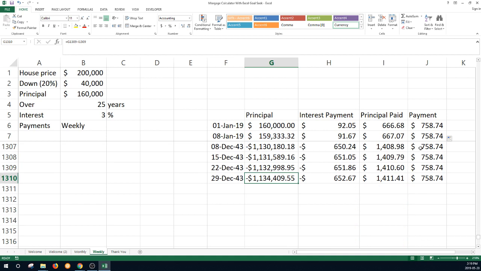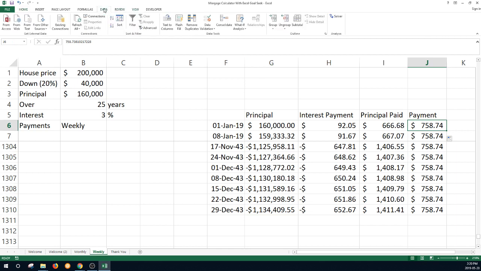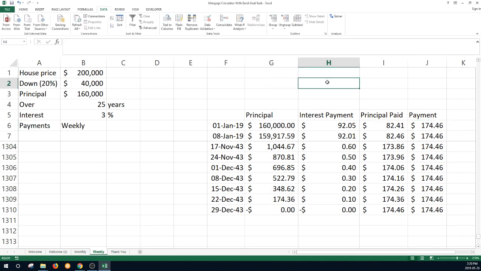Clearly, you've really overpaid if every week you are making $758.74 as your payment. Therefore, again, let's just use GoalSeek. Set this cell to 0 by changing your payment amount. And there you have it. Your weekly payment is $174.46.